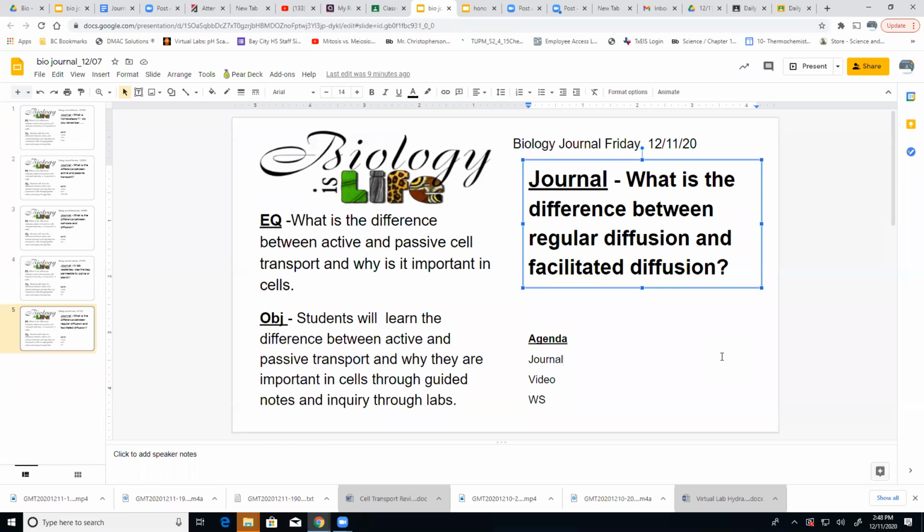Yeah, it could be some kind of channel protein. It could be, like you said, for ions, it could be for molecules, but facilitated diffusion has to have some type of channel protein. So that's going to be the difference between the two. Both are still passive, and both still go from high concentration to low concentration. But facilitated diffusion would have to have some type of channel protein.